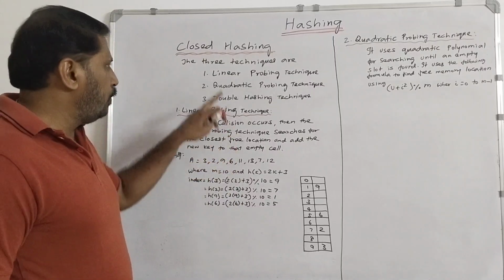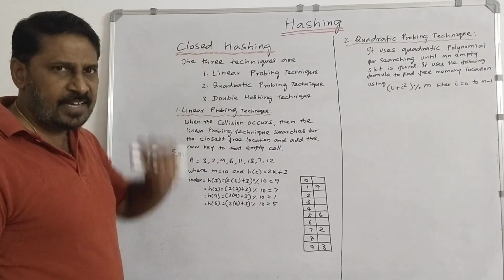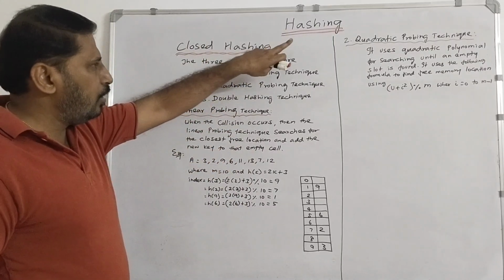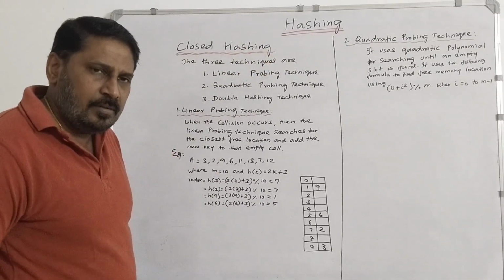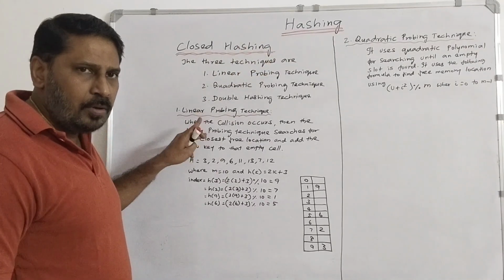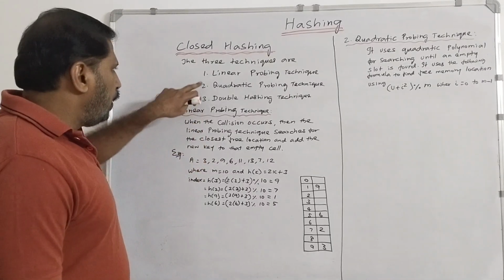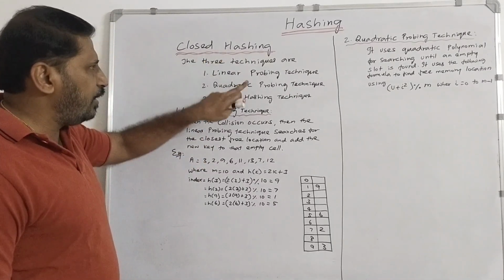So in this video, we are going to see closed hashing. Under the hashing heading, we already saw open hashing. Now we are going to see closed hashing. And under closed hashing, there are three techniques.